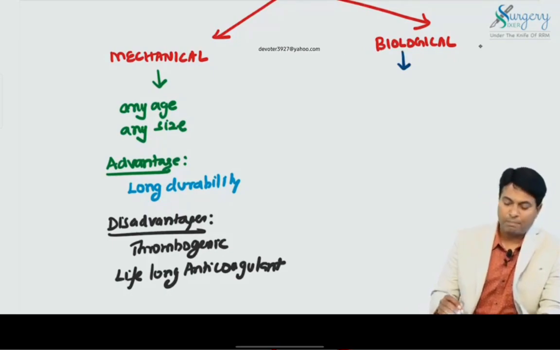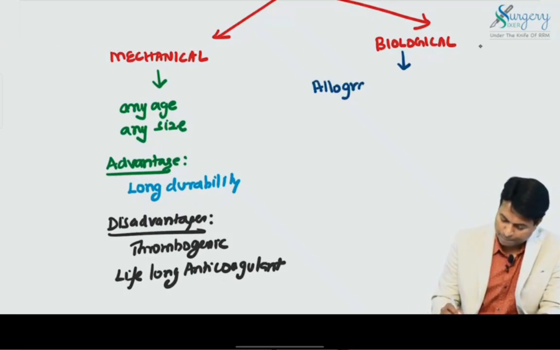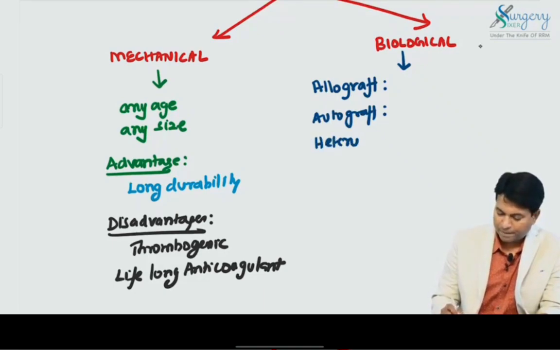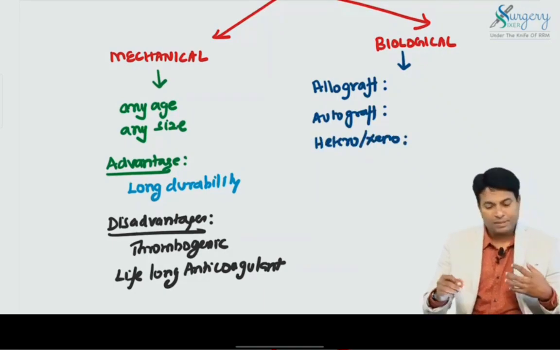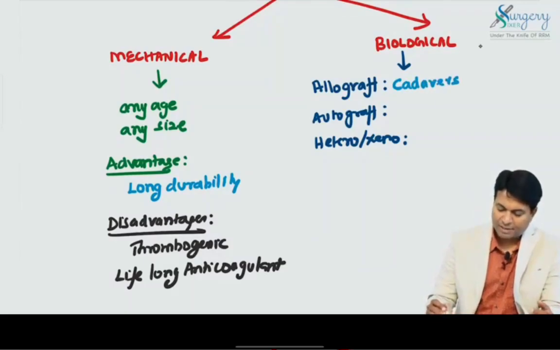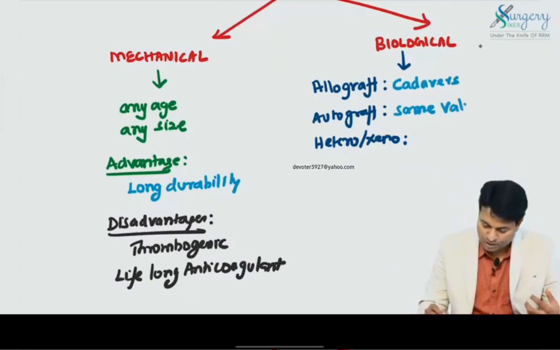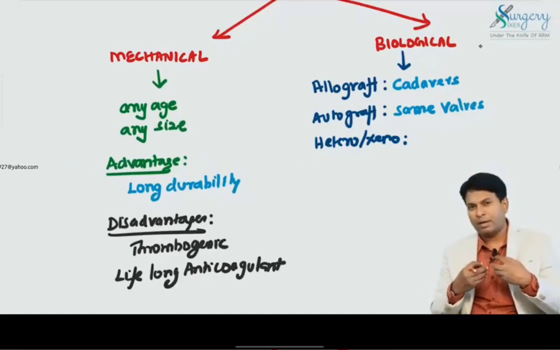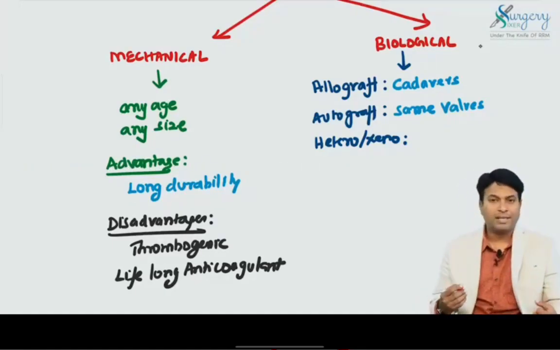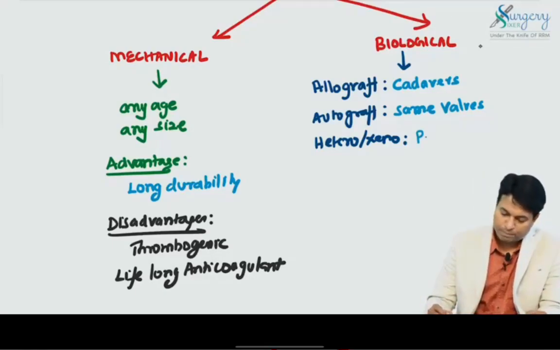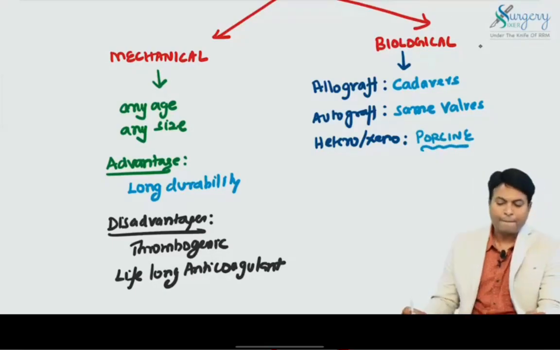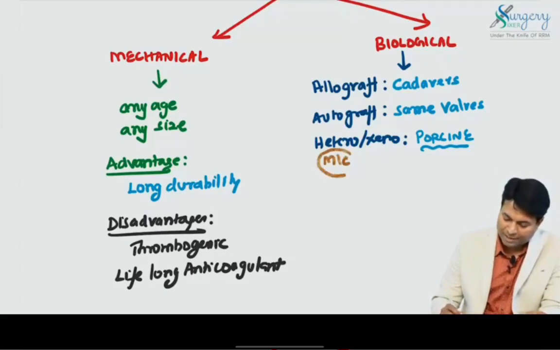Whereas biological valves can be homograft or autograft, say allograft, autograft, or it can be heterograft. Hetero is nothing but xeno. So allograft is taken from cadavers. Autograft is from the same individual. Some valves are less important. Mitral valve is more important than a pulmonary valve. So what we do is remove the pulmonary valve and put it in the mitral position. Like that we use the same patient's graft, autograft. Xenograft is taken from animals like porcine, pig. In practice, the most commonly available biological valve is the porcine valve.